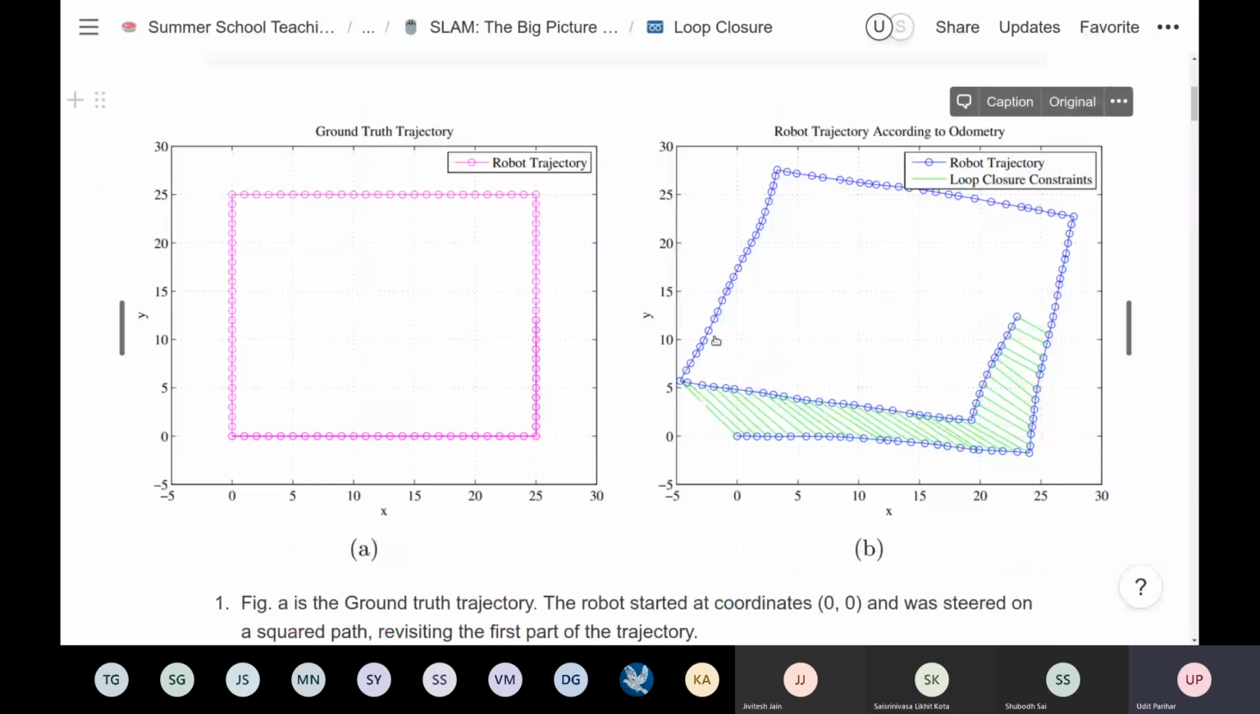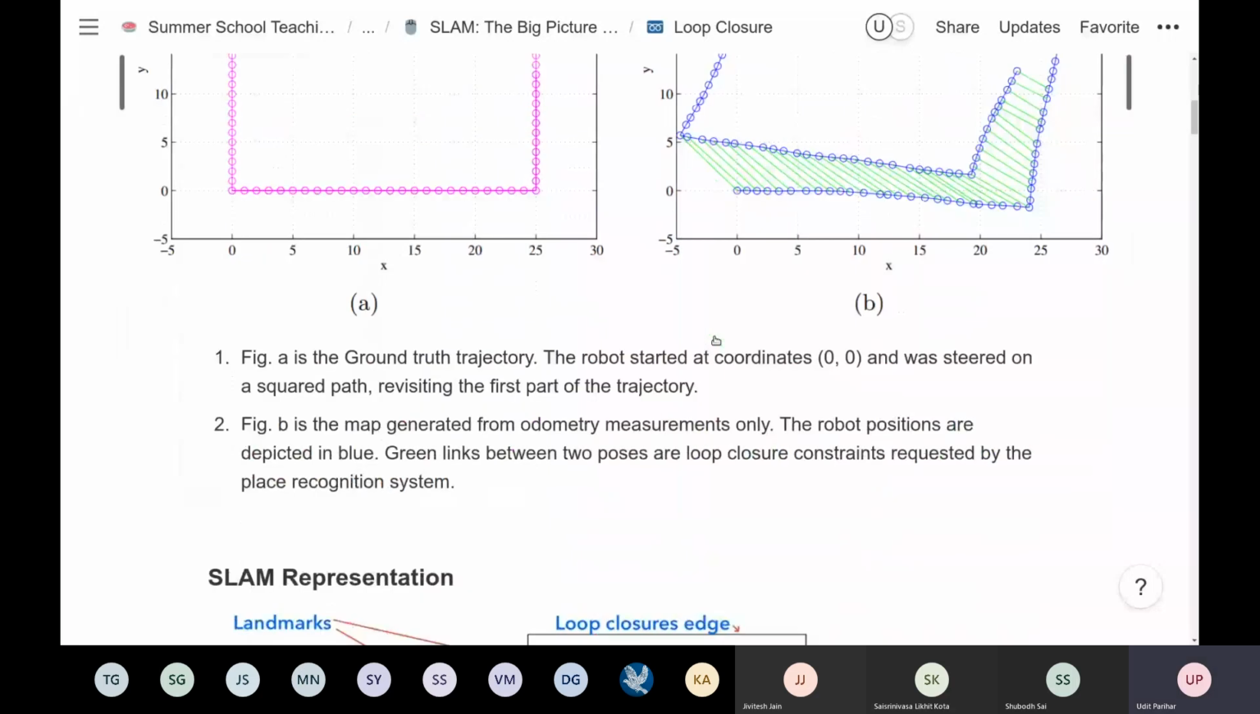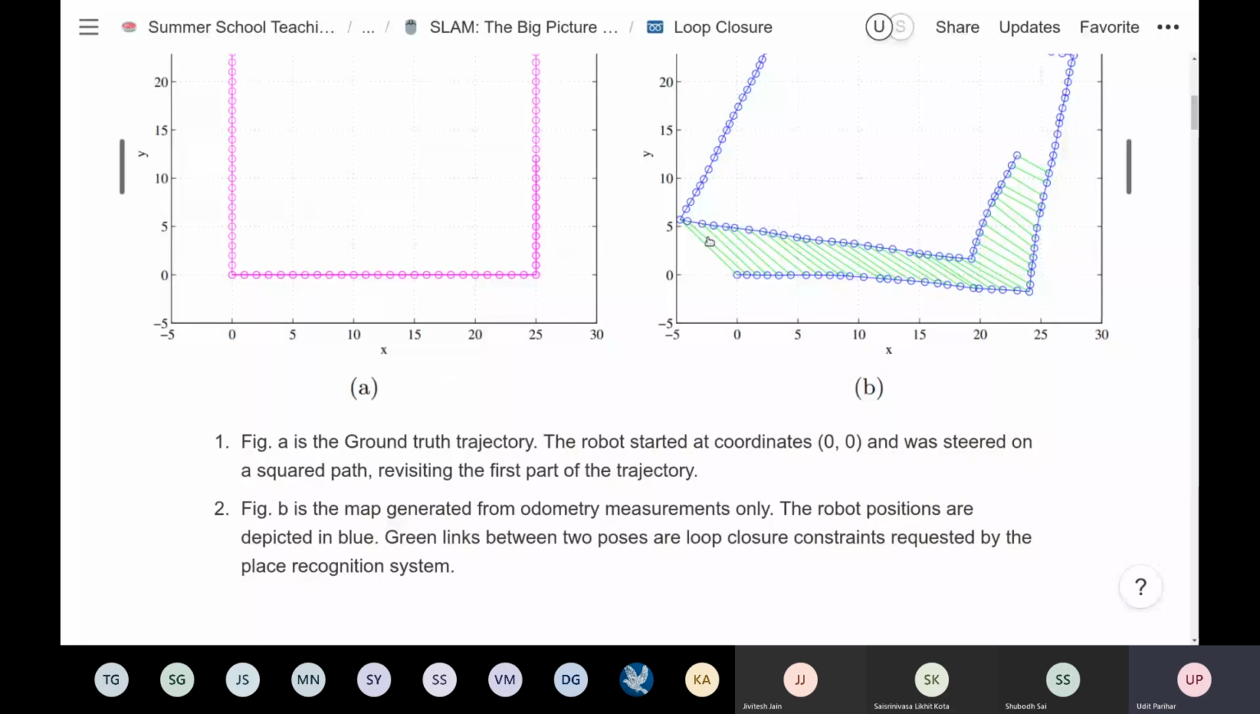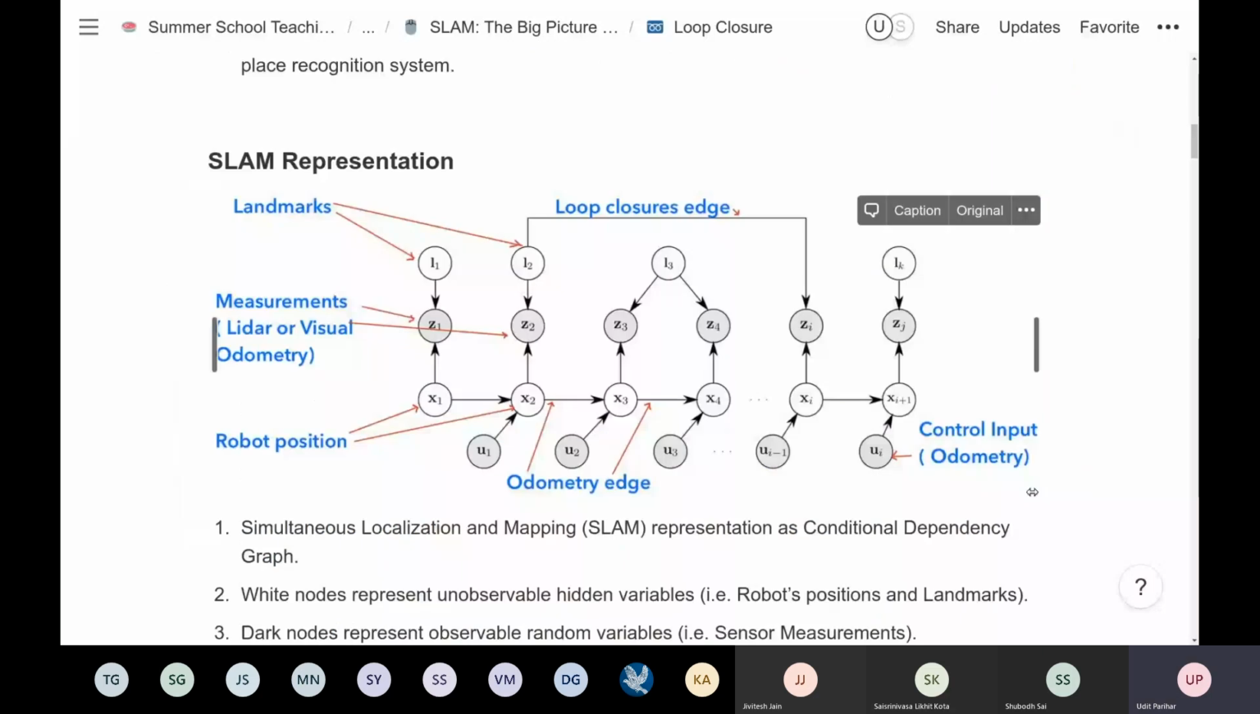Loop closure is basically telling our SLAM system that we have visited the same place again. This green line shows the output of our loop closure system. It is saying this place belongs to this place, and similarly, this one belongs to this place. Okay, so now the SLAM representation.